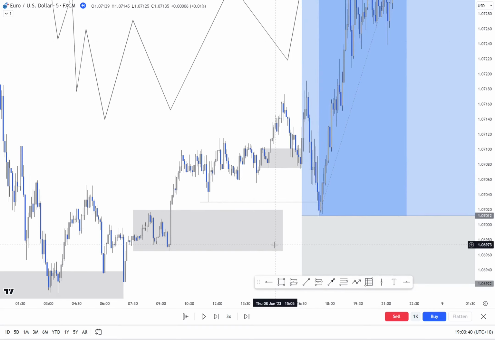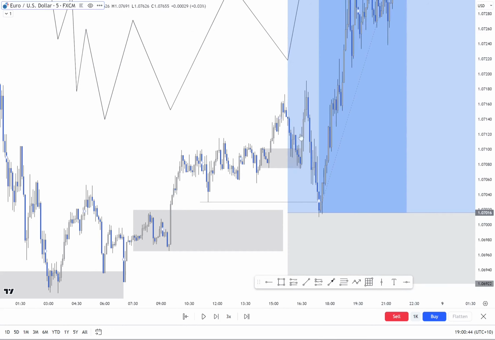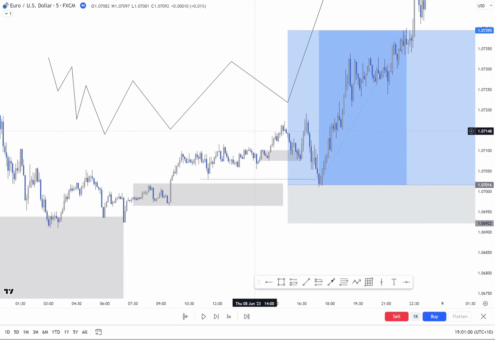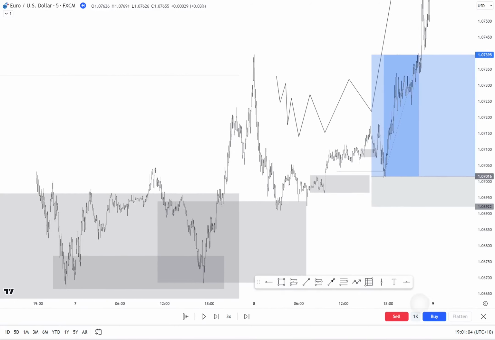Again, I'm not too sure where exactly my entry was. Maybe it was up here somewhere. I'm not too sure. But here is the proof of entry that I took the trade. And I hope that makes sense to all of you. So this is the trade that I took last month, and it was pretty good.